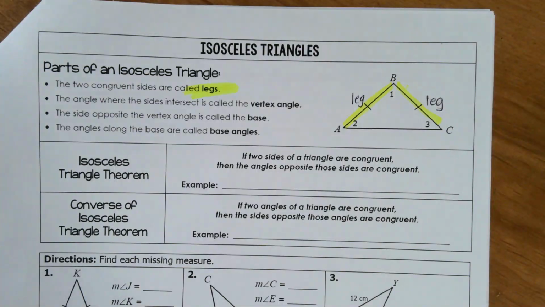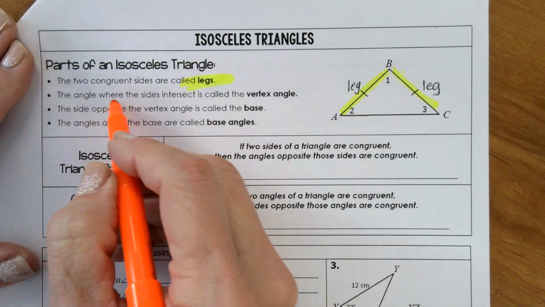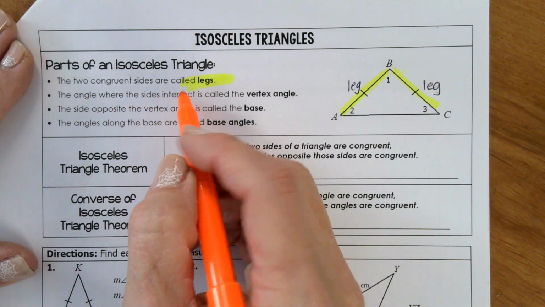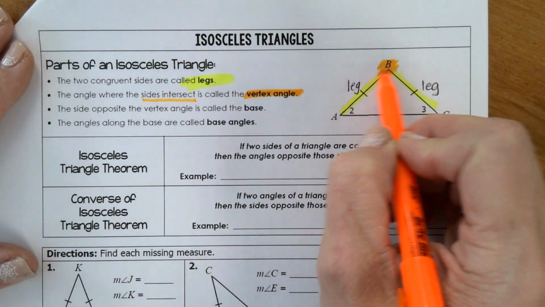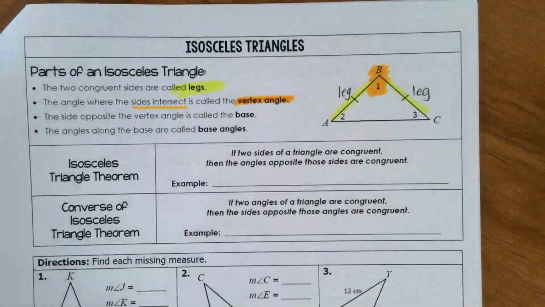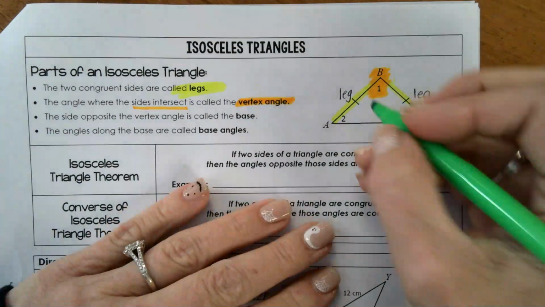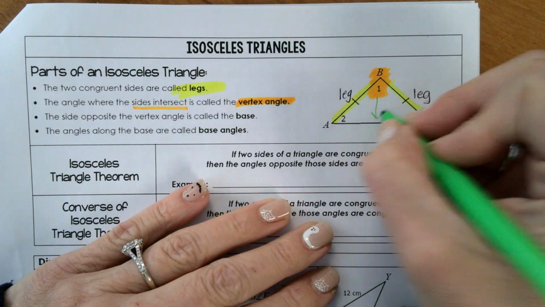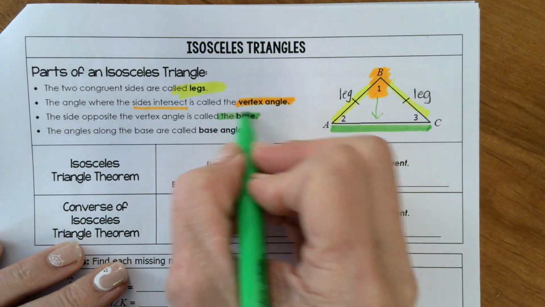Just like you have two legs that are in theory identical to each other, these two legs are identical to each other. The angle where the sides intersect is called the vertex angle. That would be the top of the mountain, right there. Like the Grand Teton, way up there, that's your vertex angle. Now directly across from the vertex angle is the third side of the triangle, and that is called the base.